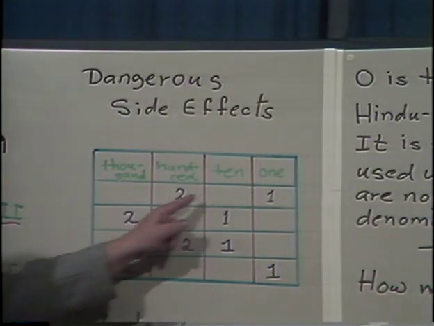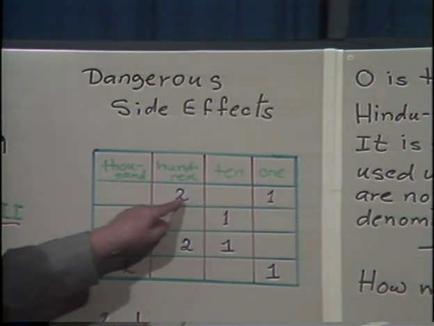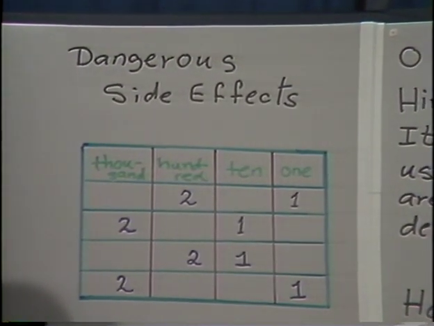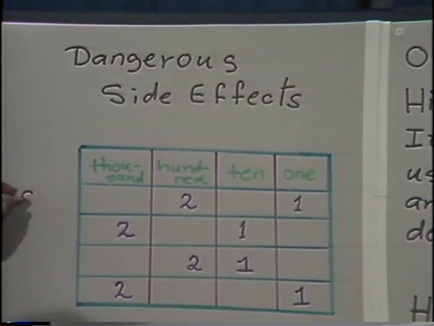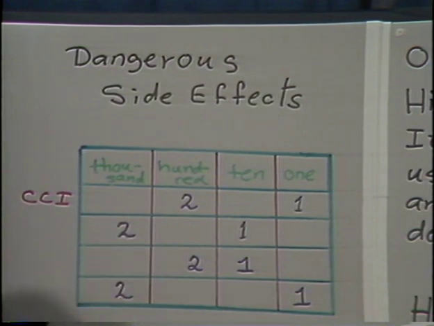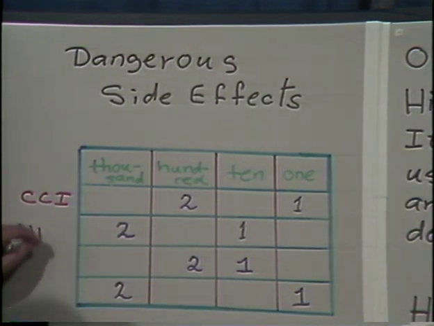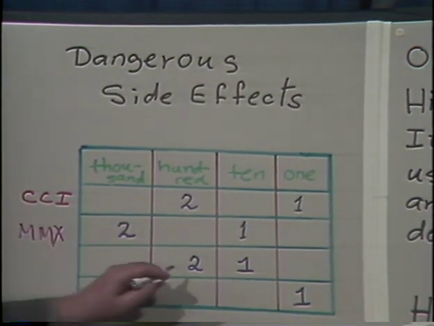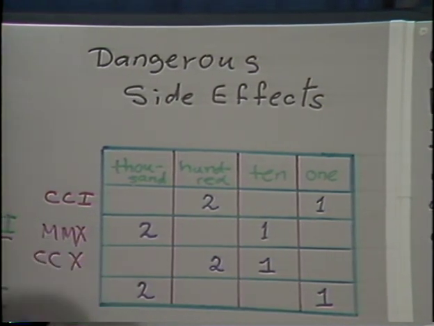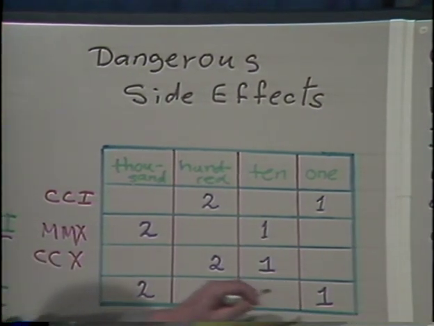Suppose I wanted 2 hundreds and a 1. How would you read this number over here? It's 2 hundreds and a 1, isn't it? The Romans would write that as CCI. This is 2 thousands and 1 ten. The Romans would write that MMX. This is 2 hundreds and a 10. That's 2 C's and an X. This is 2 thousands and a 1. That's MMI.